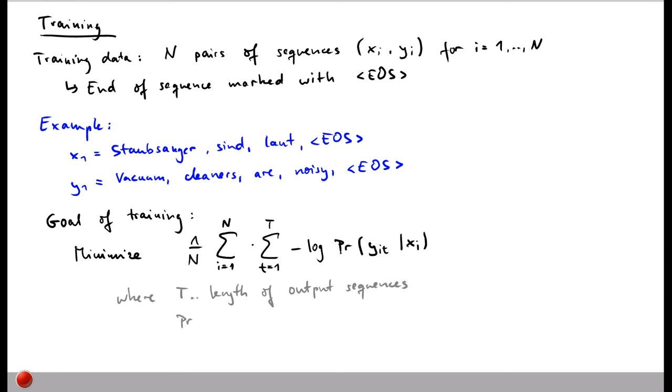And this probability of y_i^t given x^i is the probability of a particular word y_i^t given the input sequence x^i.